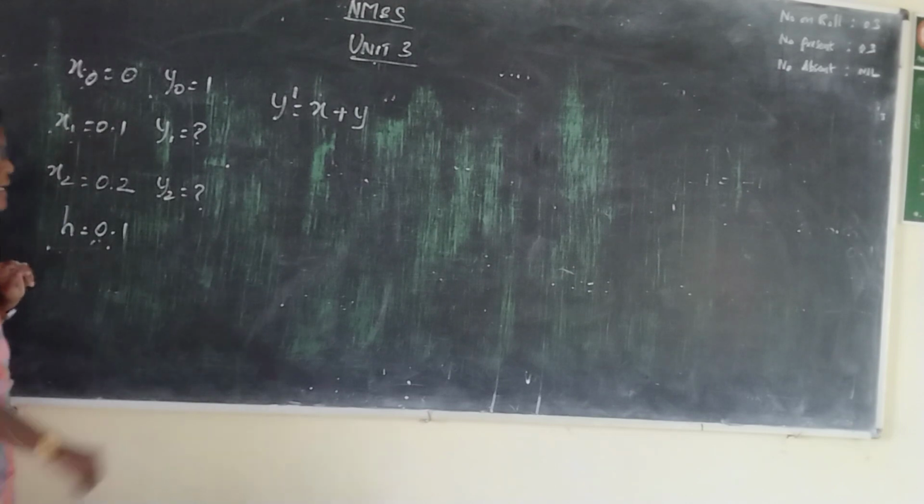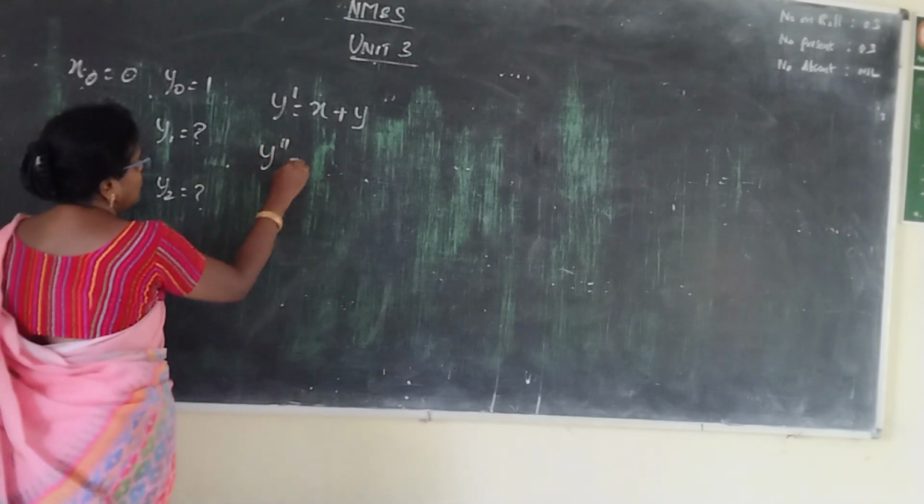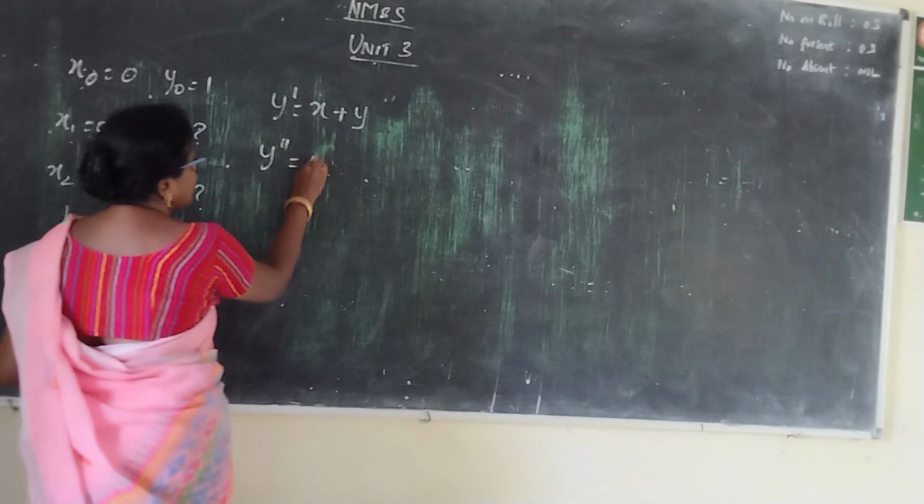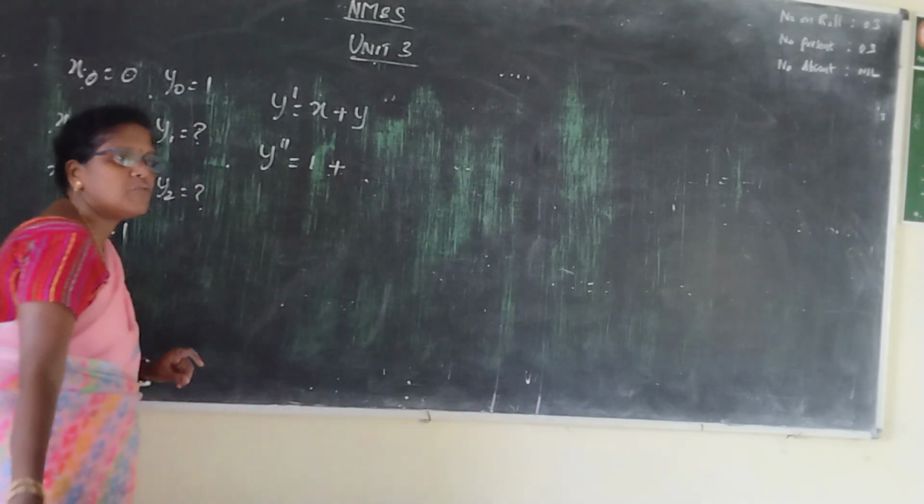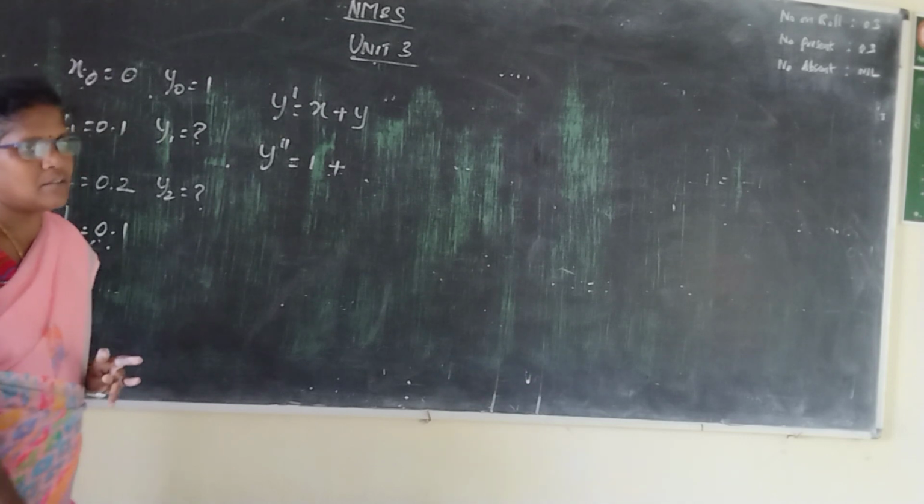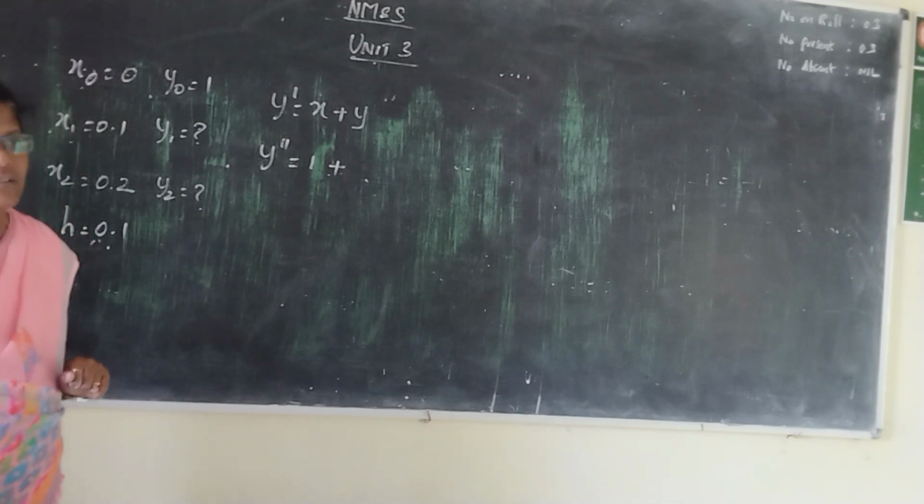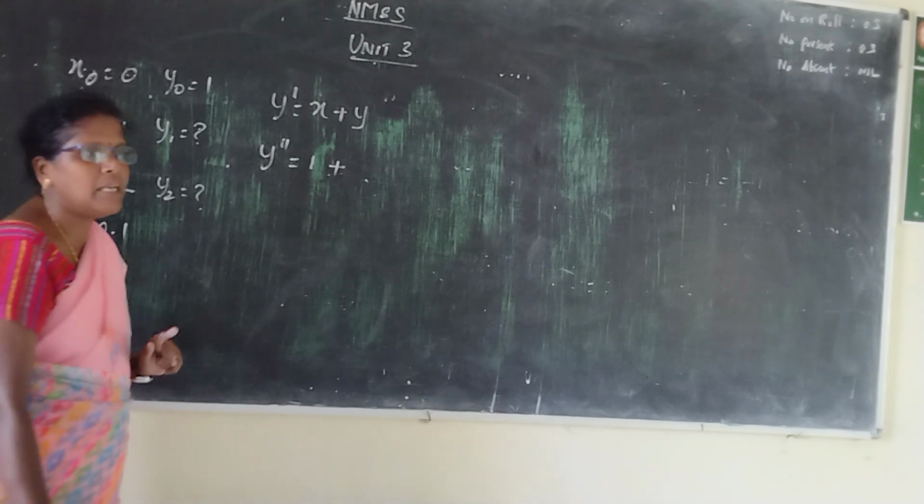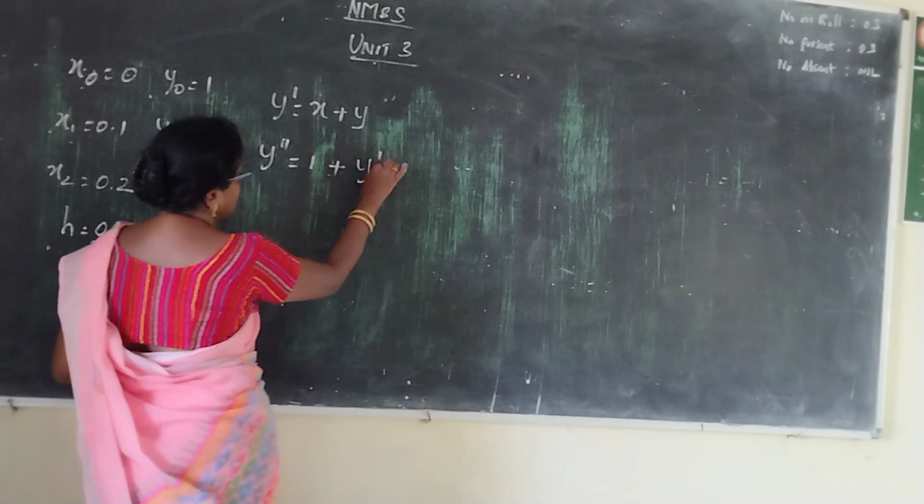So what is the differential of y dash? y double dash. What is the differential of x? 1, x with respect to x, when x is the independent variable. So differential of x will give you 1. What is differential of y? y is a dependent variable. Differentiate y and you get y dash, dy by dx. So you will get y dash.